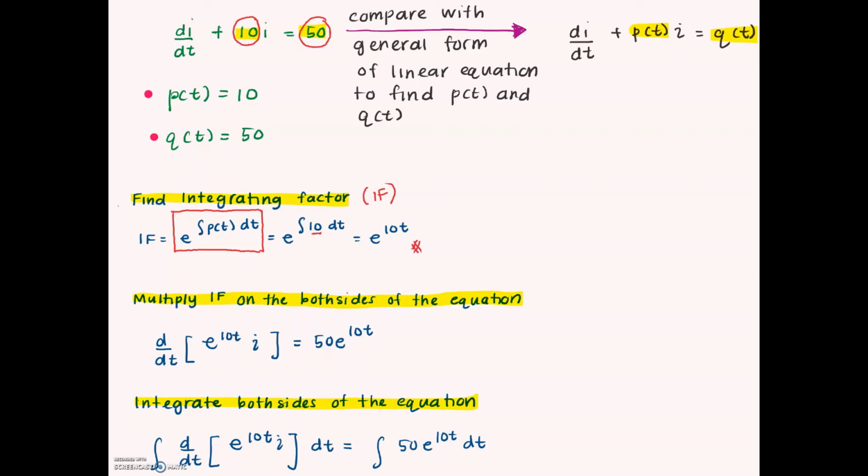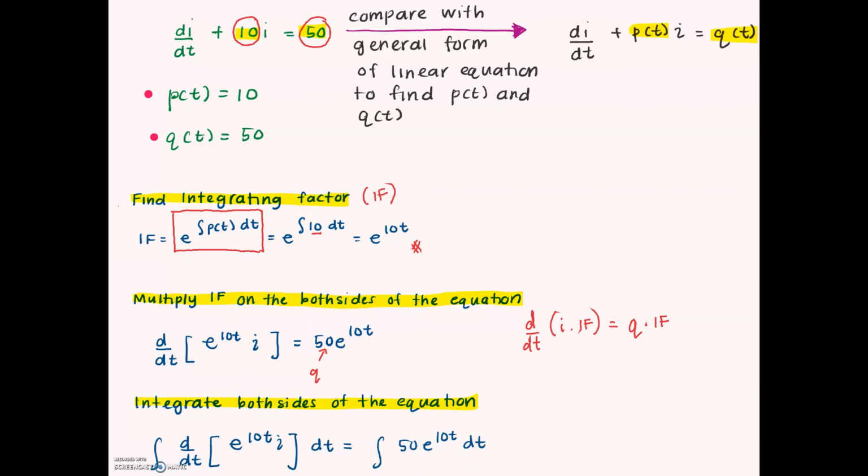Next we will multiply the integrating factor on both sides of the equation. So d/dt of e^(10t) I equals 50 e to the power of 10t. This is your q. Remember, this is your q. So it should be d/dt of I times the integrating factor equals q times the integrating factor, right?